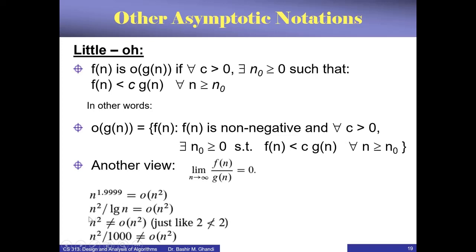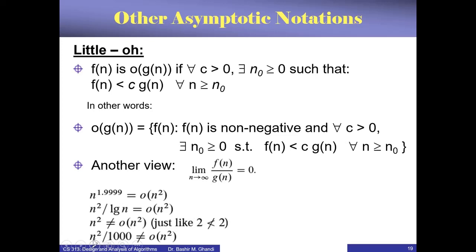Okay, this is the point I stressed earlier. n squared is not little o of n squared. Just like we cannot say 2 is less than 2. 2 is not less than 2. 2 is equal to 2. Right? Yeah.